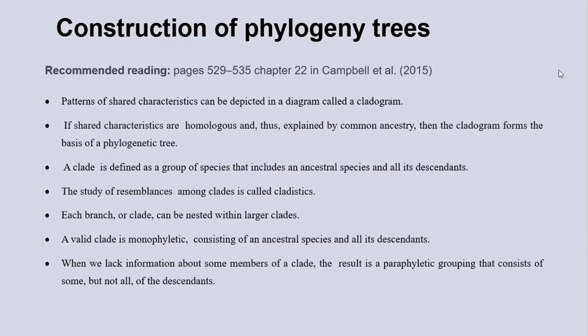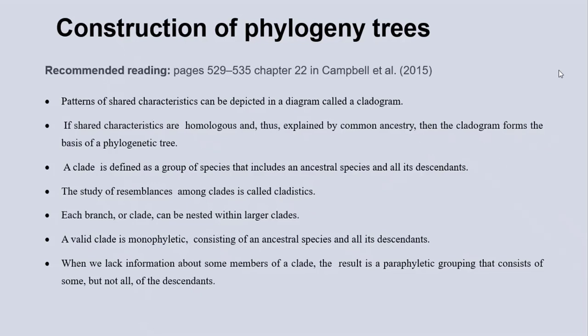Each clade can be nested within a larger clade. A valid clade is monophyletic, consisting of an ancestral species and all its descendants. We're also going to define in the next few slides what monophyletic is. There is an opposite of monophyletic, but don't worry about that. A valid clade is monophyletic when it consists of an ancestral species and all its descendants.